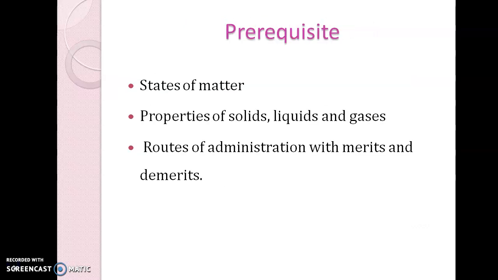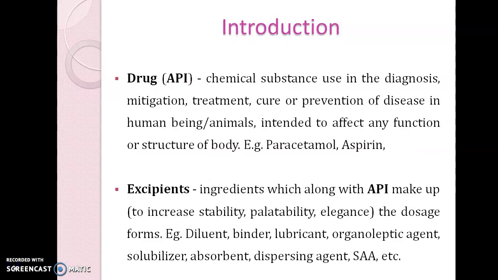Prerequisite: states of matter, properties of solids, liquids, and gases, routes of administration along with merits and demerits. Let's start with the introduction. Drug or active pharmaceutical ingredient is a chemical substance used in the diagnosis, mitigation, treatment, cure, or prevention of disease in human beings or animals, intended to affect any function or structure of the body. Example: paracetamol and aspirin.